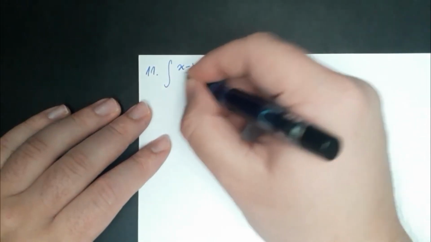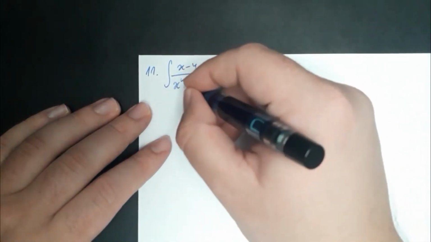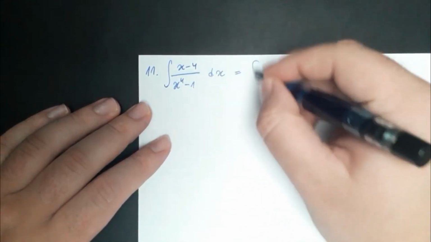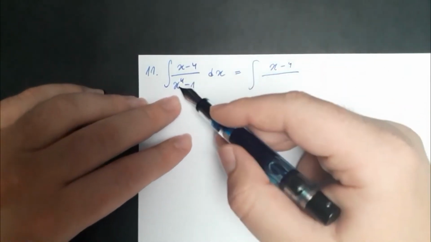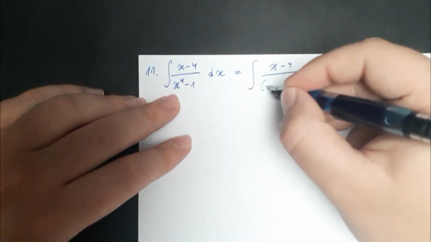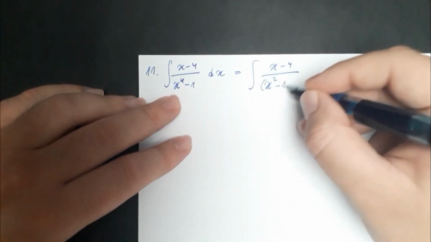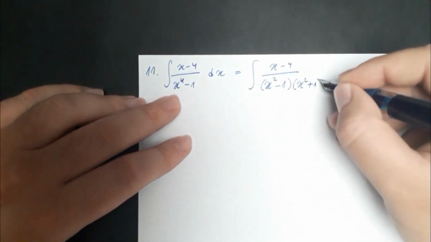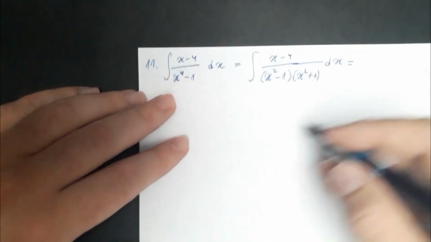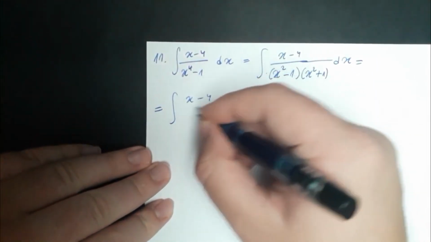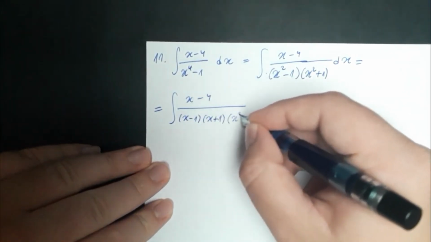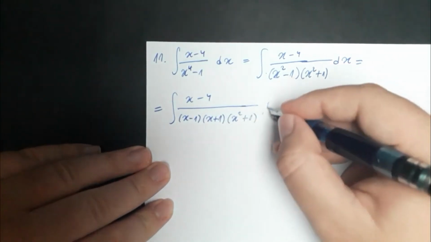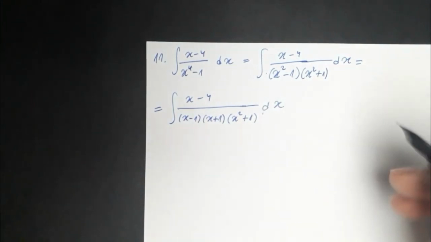The next integral on our list is the integral of x minus 4 divided by x to the 4th power minus x dx. Well, we can write this as x minus 4 divided by x to the 4th power minus 1, that is x squared minus 1 times x squared plus 1 dx. And we can rewrite this as x minus 4 divided by x minus 1, x plus 1, x squared plus 1, we can't do anything about that, dx.